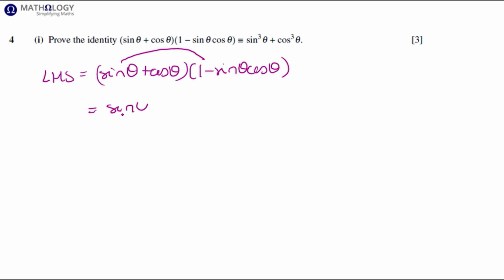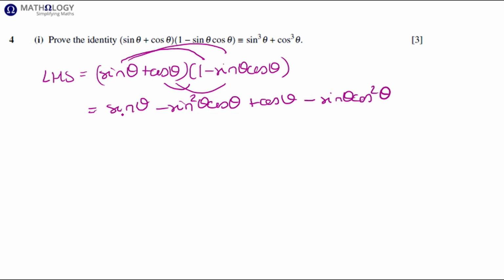So we'll have sine theta minus sine squared theta cos theta plus cos theta minus sine theta cos squared theta. Okay, we're now going to apply the square identity. We're going to express sine squared in terms of cos squared, so that we can get a cos cubed term over here. And we're going to express cos squared in terms of sine squared, so we can get a sine cubed term in the last term.